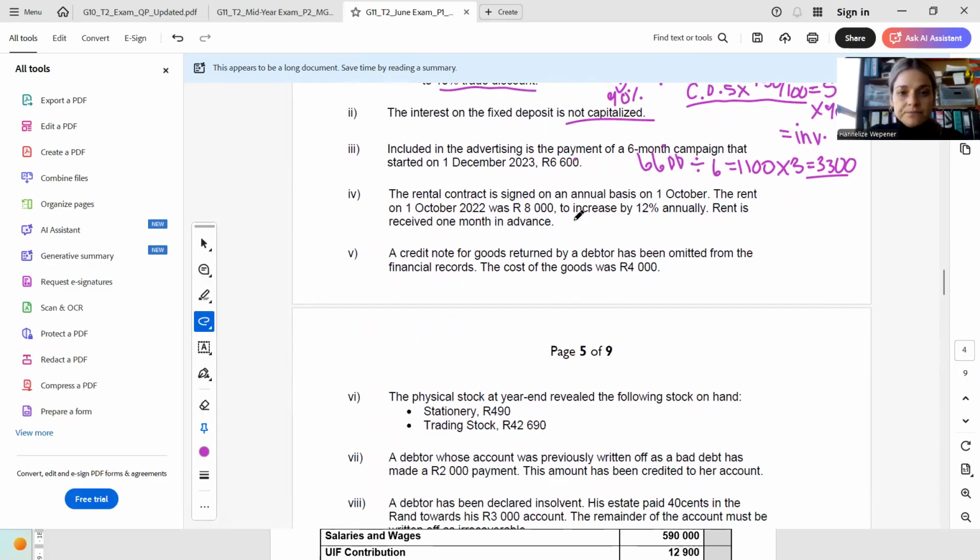Then we move on. The rental contract is signed on an annual basis on the 1st of October. The rent on the 1st of October 2022 was 8,000 Rand to increase by 12% annually. So in other words, every single year, your rent will increase on the 1st of October by 12%, starting with 8,000 Rand.